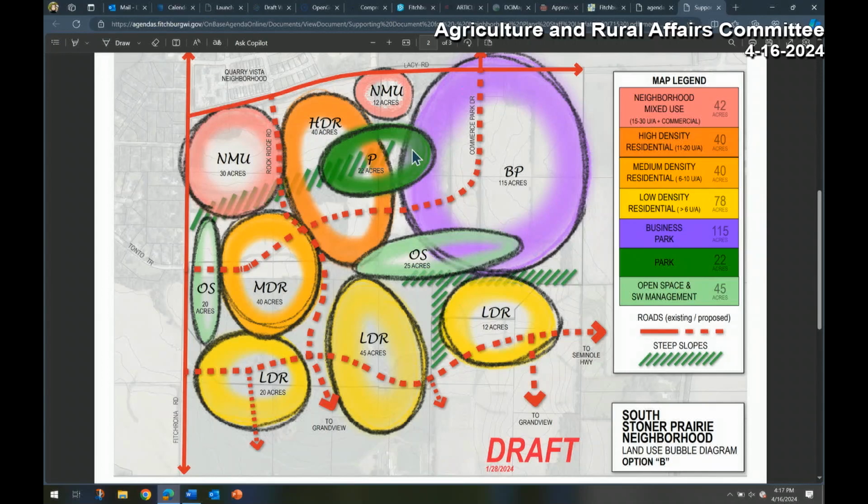Where the quarry is, that is supposed to be a business park. That ties in with Sub-Zero right across the road. And the other thing I like about this one is, see all the low density down at the bottom there?